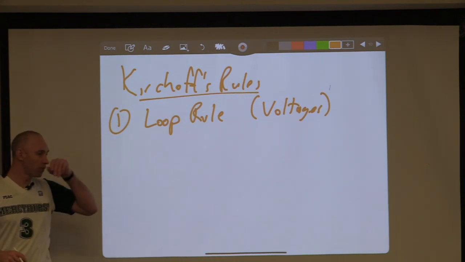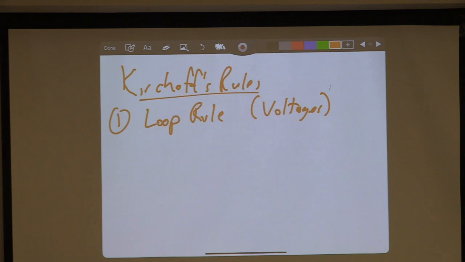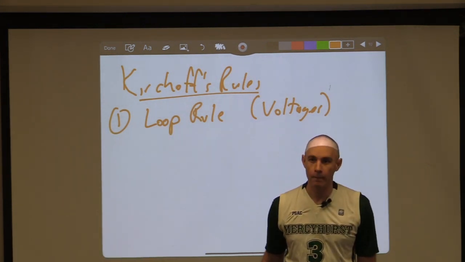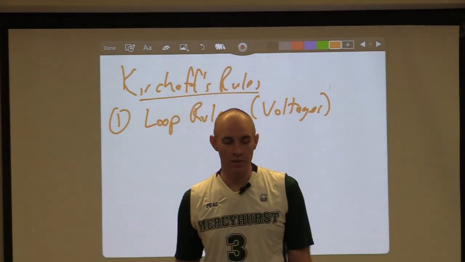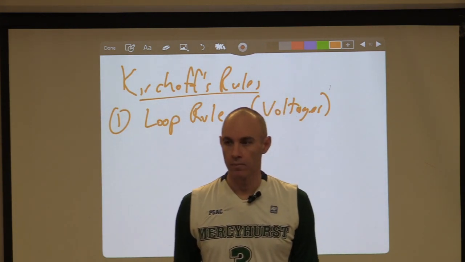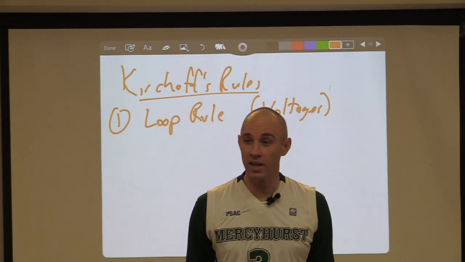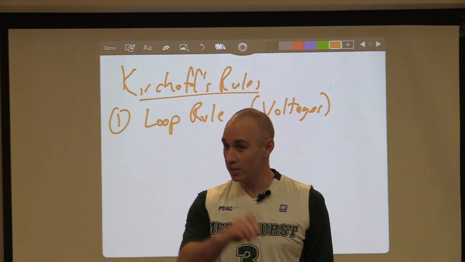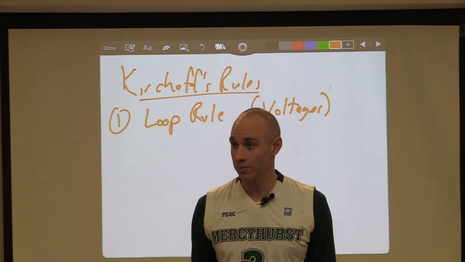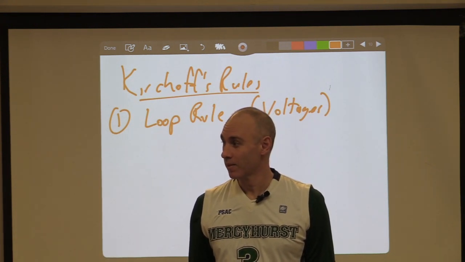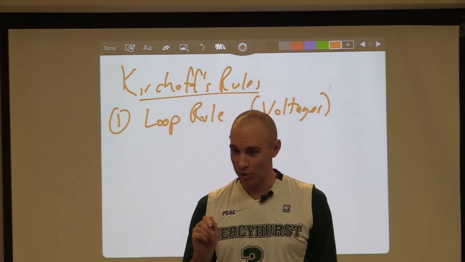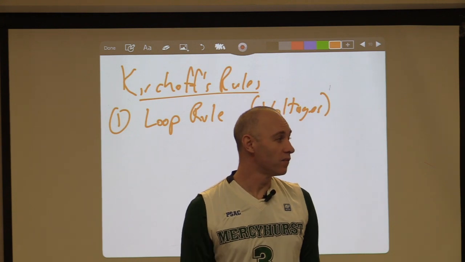The loop rule, also known as the voltage rule, says that, and I'm going to say it multiple times, so don't ask me, around any closed loop in a circuit, the change in voltage will equal 0. I'll say it again. The total change in voltage across any closed loop in a circuit will equal 0. If you go through any closed loop, you start at one spot, you end up at that spot again, the change in voltage will equal 0.